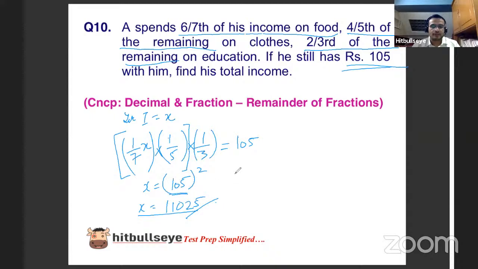How do I go about it? I add 5 to it, and 5 square, 25, becomes my last two digits. 11025 is my total income. Correct, Ritvik and Pushp Kant, that is the right answer.